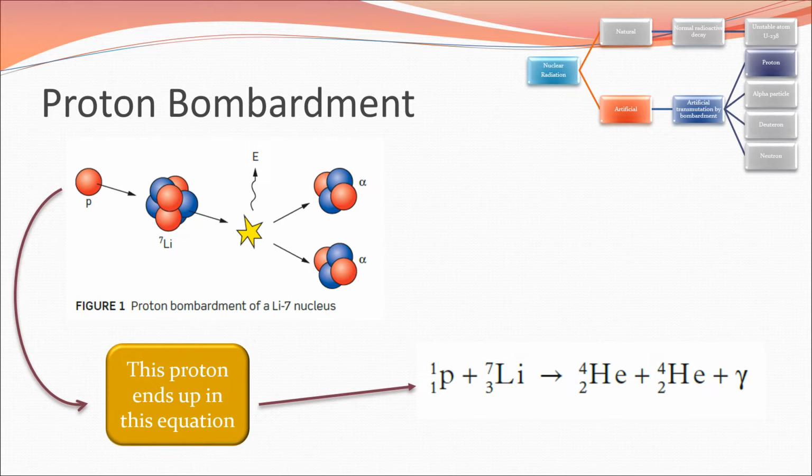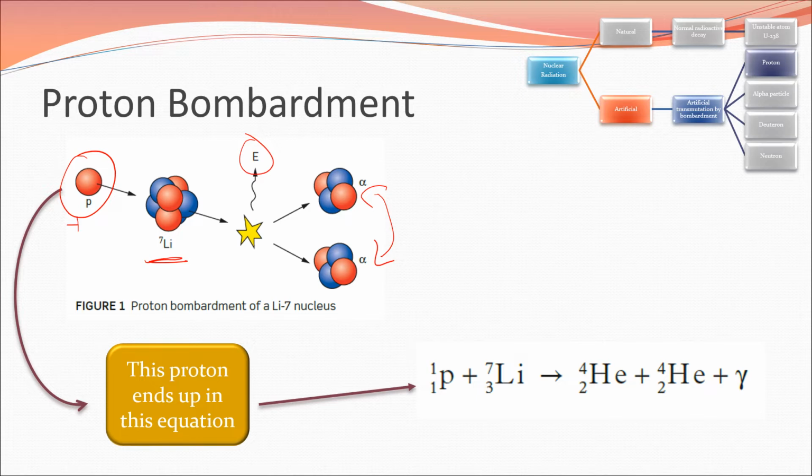So, proton bombardment. Fairly straightforward on the left here. We start with the proton, and we shoot it at another atom. We will give off other particles. So this lithium atom here is going to split into two different particles. In this case, it's splitting into alpha particles, but we're also releasing energy as that occurs.